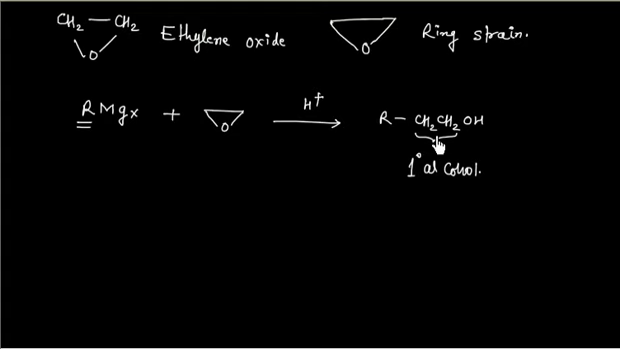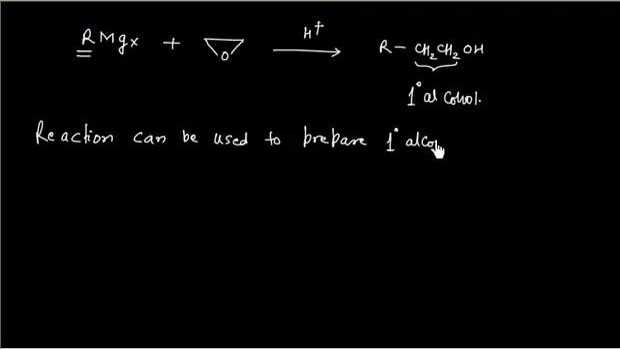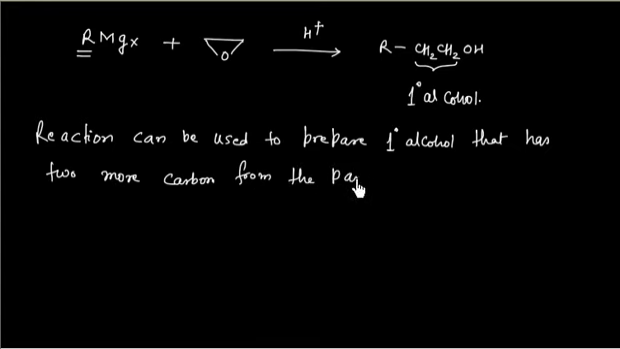is a primary alcohol. So the reaction can be used to prepare primary alcohol, that is 1 degree alcohol that has 2 more carbons from the parent chain group, from the parent chain.